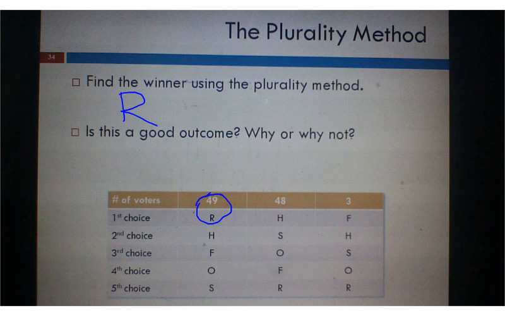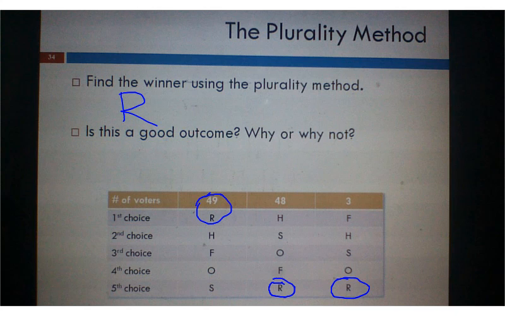Is this a good outcome? Why or why not? Well, you may think so, maybe not. I mean, the Rose Bowl, yeah, it got the most first place votes. Not a majority, though. And if you look down at the bottom, there were actually a lot of people who did not want the Rose Bowl, or at least they put it as their last choice.